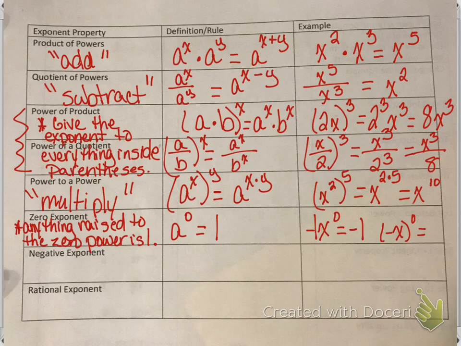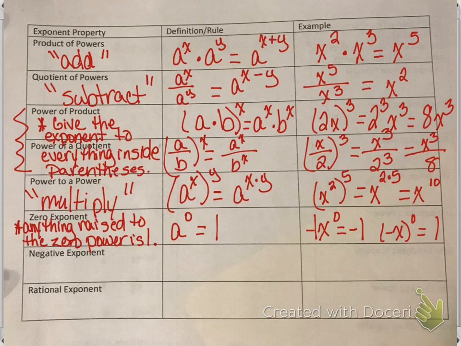In my second example, I have negative x inside parentheses. So that 0 belongs to the negative and it belongs to the x. So this is 1. You have to be careful there. You have to ask yourself, what is being raised to this exponent? That's what you have to ask yourself.